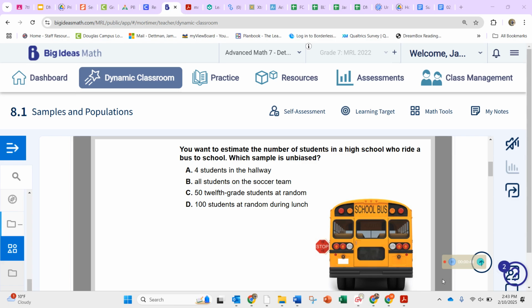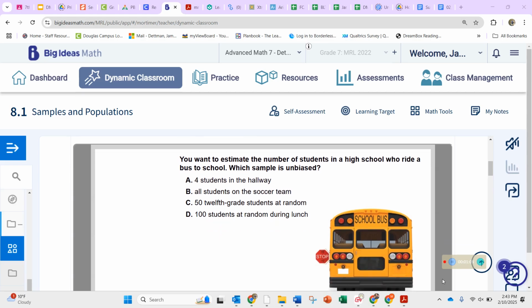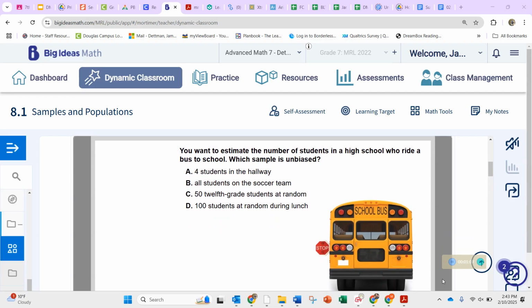All right, so let's take this first example. It says if you want to estimate the number of students at a high school who ride the bus to school, we want to see which sample is unbiased, right? And if you remember, unbiased is something that could be random and large enough to provide accurate data. So let's look at this. 4 students in a hallway. All students on a soccer team, 50 12th grade students at random, 100 students at random during lunch. So that's kind of what we're talking about.